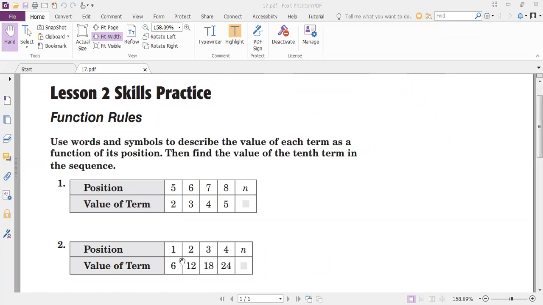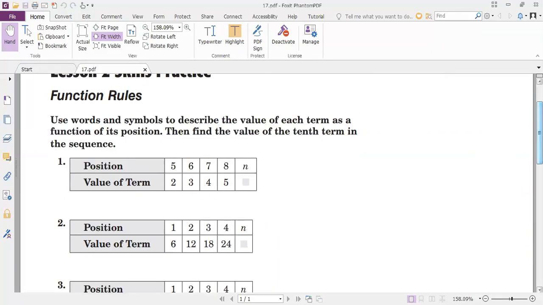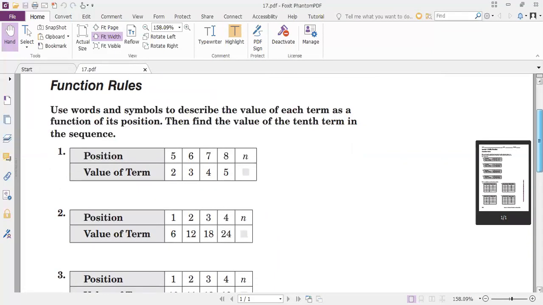So look with me again, grade 6. If I have 1 multiplied by 6, it gives me 6. 2 multiplied by 6, it gives me 12. 3 multiplied by 6, it gives me 18. 4 multiplied by 6, it gives me 24. If you have n multiplied by 6, it will be equal 6n. If I have 10, it will be equal 10 by 6. It will be equal 60. Okay? Now we need to go to another table.